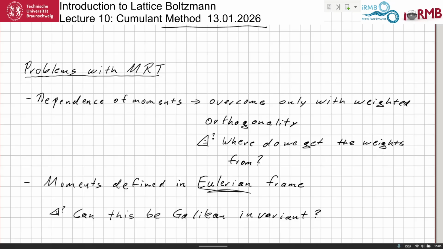So what is Galilean invariance? In every inertial reference frame, the physical laws are the same. I mean, the velocity would be different from one to another, but the physical laws, so the equations that you have to solve, should be the same. And this is, of course, only true for inertial frames.